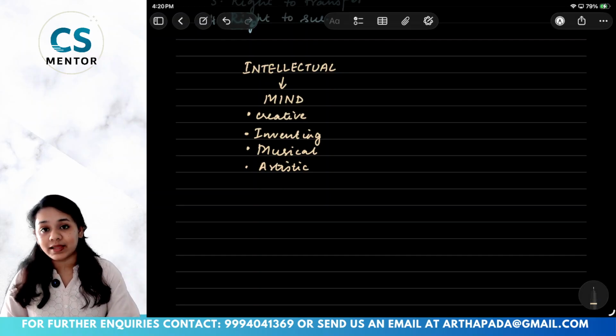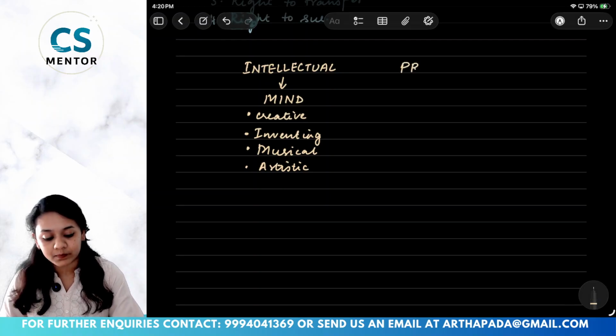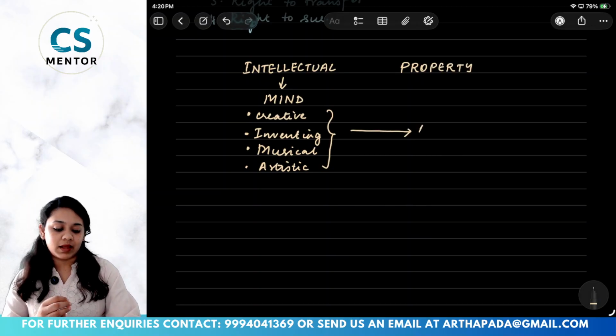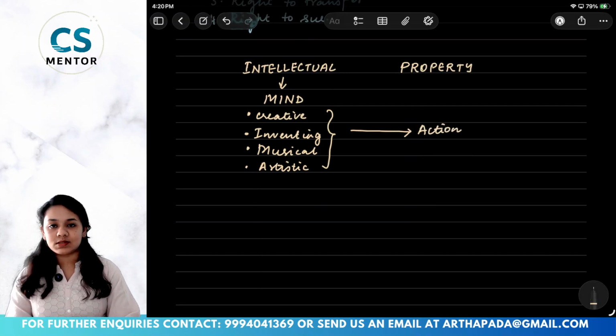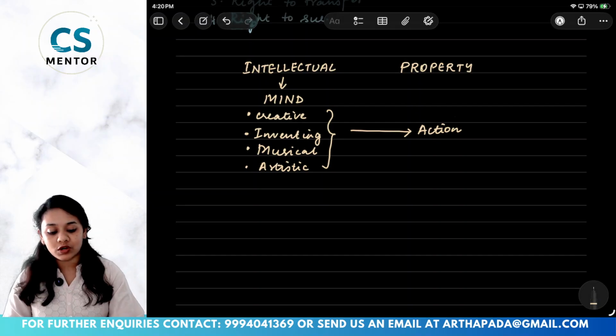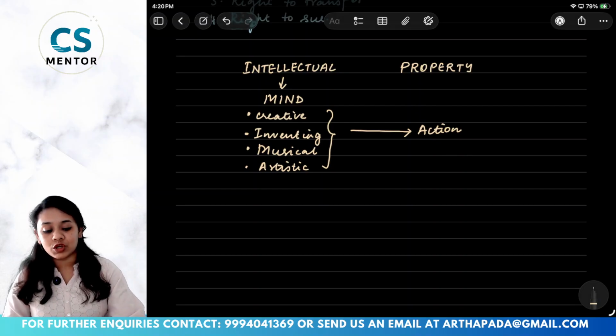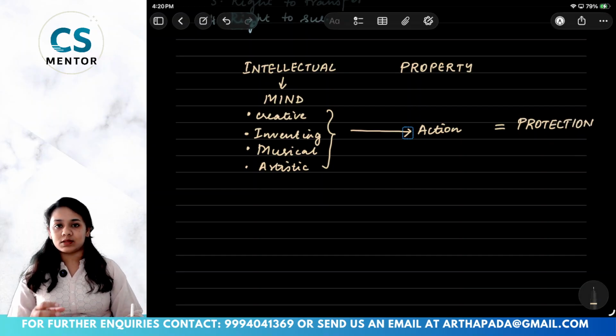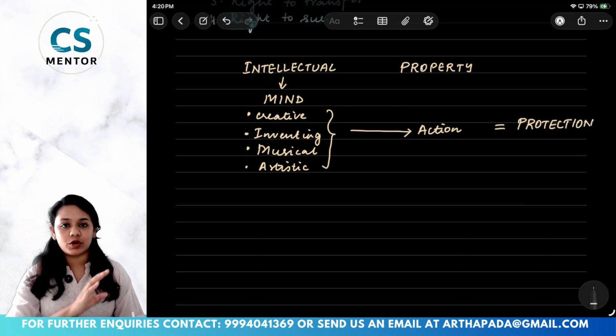Here they're saying intellectual property. So that means this activity should have been converted into some kind of action. When it's in the mind, it's still in the form of an idea. That idea has to be translated into something physical, or some action should be applied to it so as to get the intellectual property protection. Please understand this: an idea plus action gives you protection.